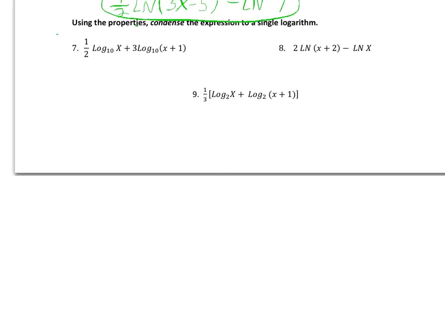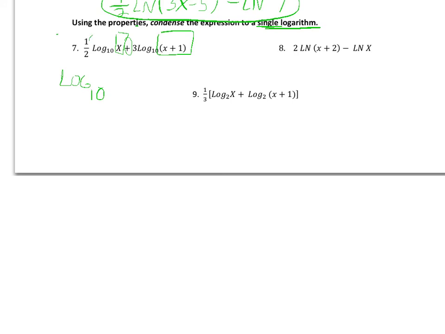7 and 8 is the opposite. Now we're going to go backwards. We're going to condense it to just a single logarithm right here. Okay, and I'm going to keep the same base. This is going to be log base 10. Now here's the key. It says add. So that means I'm going to multiply these arguments, the x and the x plus 1.